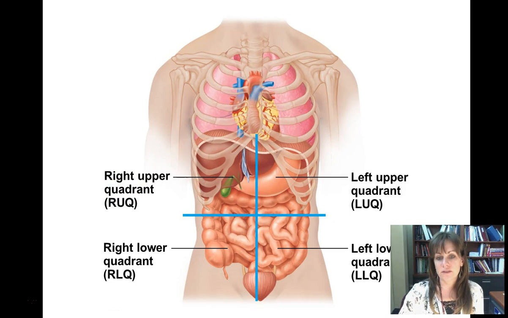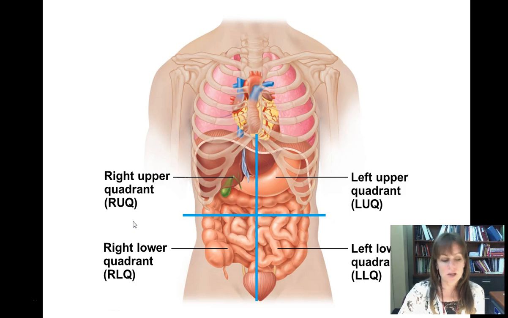So, the word quadrant, quad means four. So here we've divided the abdomen into four regions. The naming of these regions is pretty intuitive. We've got right upper, left upper, right lower, left lower. Whenever you are asked any of these questions about which quadrant it is on the practical, you need to write the entire name. Just the abbreviations isn't going to work.